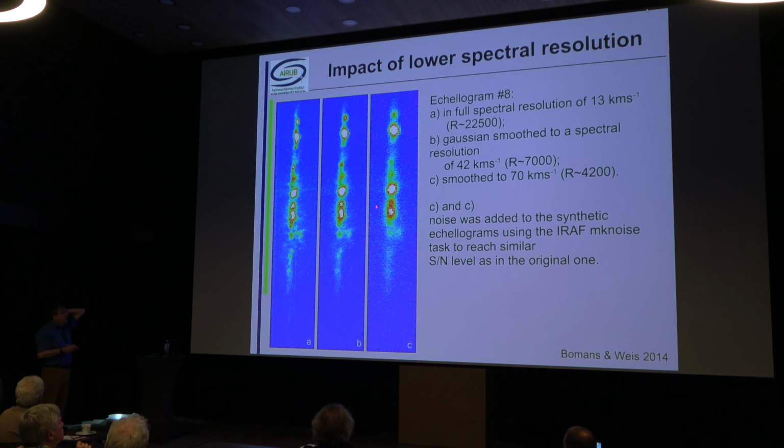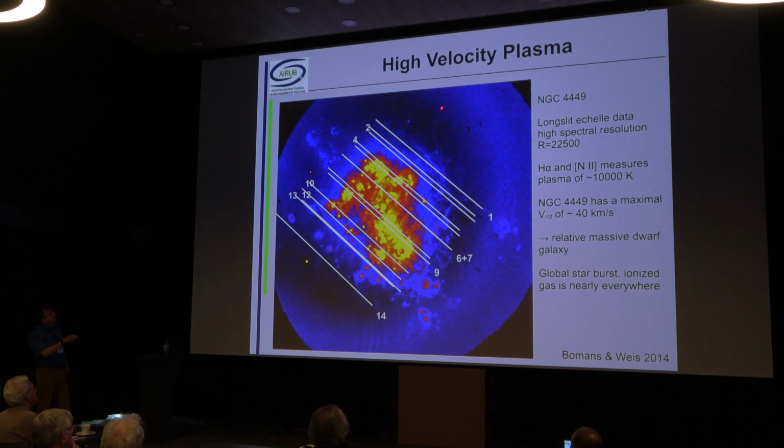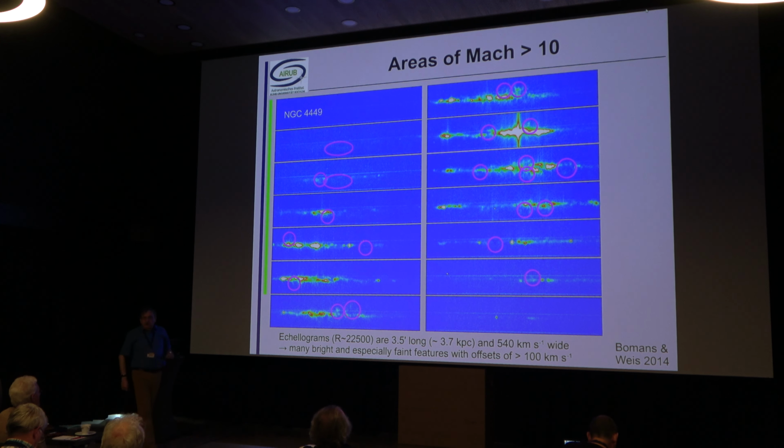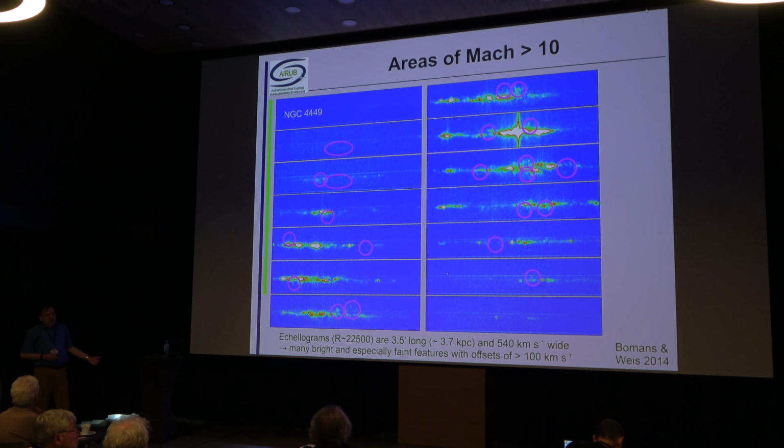Okay, that I showed you already. This was our slit map. So we put individual slits here. Unfortunately, this is not a fully sampled map, but okay, at least kind of a mapping. These are the echellograms, and I've just marked here a number of these regions where we have velocity offsets of more than 100. And since this is roughly 10,000 degree gas, this is Mach 10. So these are the regions where you have significant velocities beyond the sound speed.